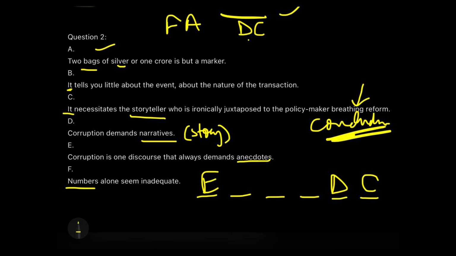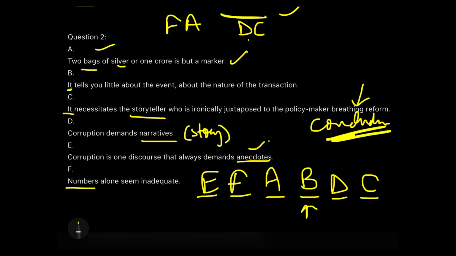Now after it, the numbers will play an important role, but I will say that numbers seem to be inadequate. Anecdotes are examples, as I told you. So one such example can be numbers, but here they are stating that numbers alone are inadequate. Because of this reason, we are just left with one blank to fill, and that is sentence B.